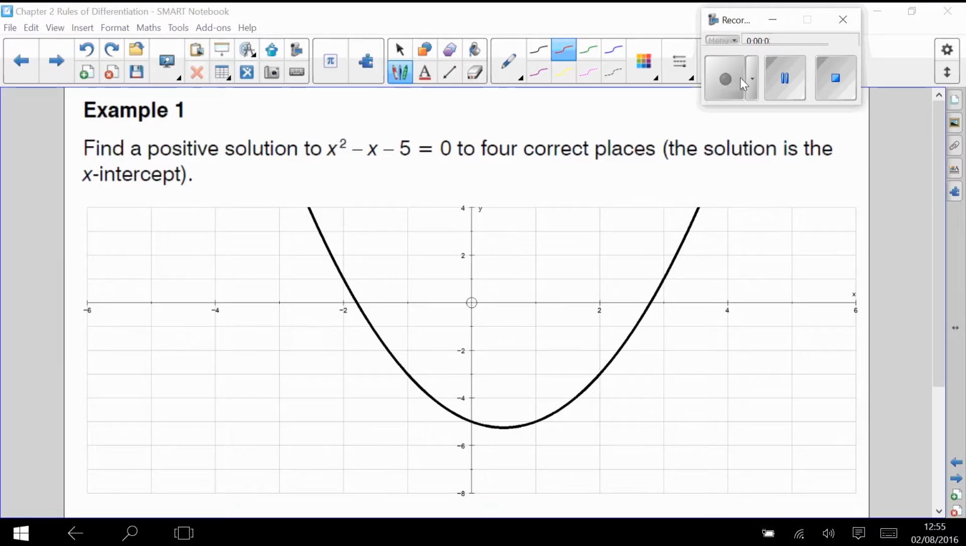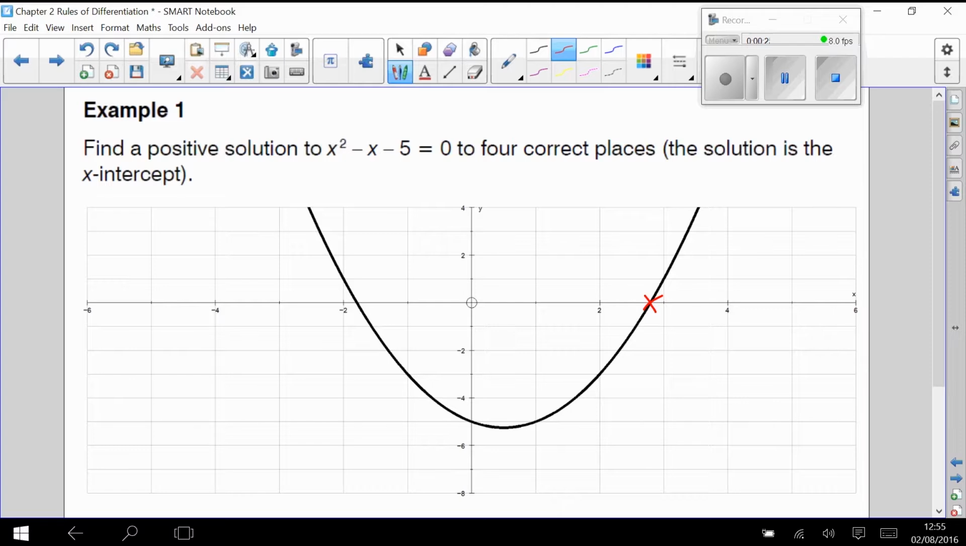Let's practice using Newton-Raphson in this example over here. The example asks me to find an x-intercept on the positive side of the x-axis. In other words, I'm looking for this point over here. Now we can see that that is somewhere between 2 and 3 here, but how would you have known this?